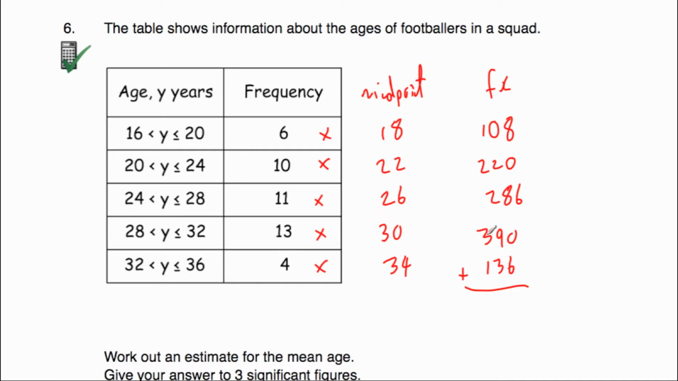So that would be our estimate for what the total would be if we added up all the ages of the squad. That would be 108 plus 220 plus 286 plus 390 plus 136. And when we do that, we get 1,140. Now we need to divide that by the total frequency. We're not told in the question how many players there are in the squad, so we're going to add those up: 6 plus 10 plus 11 plus 13 plus 4. Whenever we add those up, we get 44 footballers in this squad.